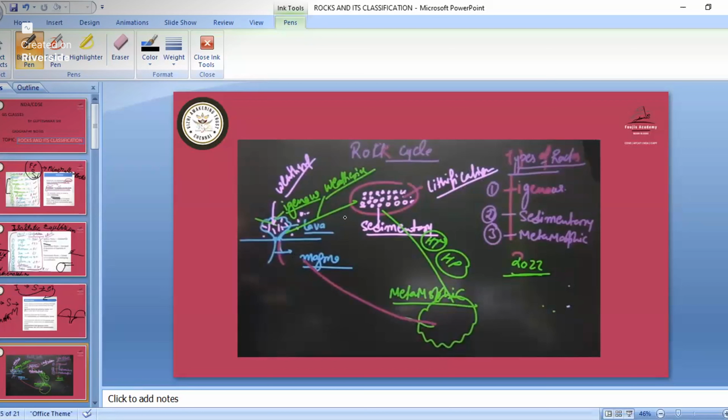So igneous rock is changing into sedimentary rock by weathering. What is the weathering process? Like what I said about wind action or sunlight. So that is the weathering process, or you can say our human activities also. So that is also weathering. Through that the rock cycle is maintained.